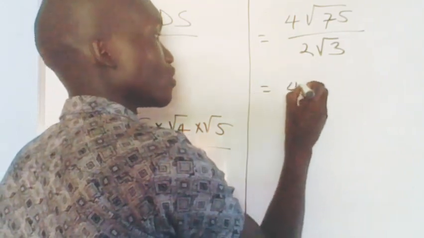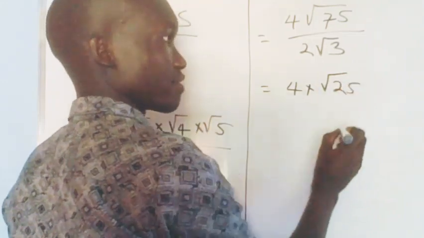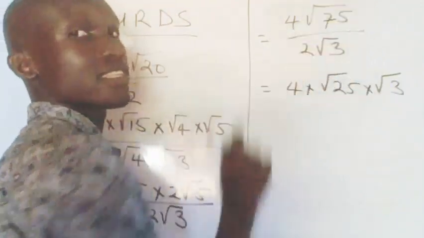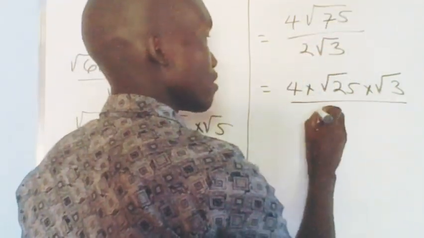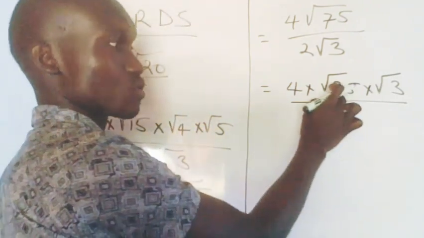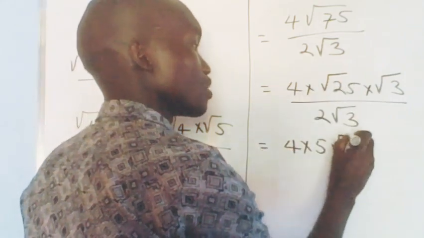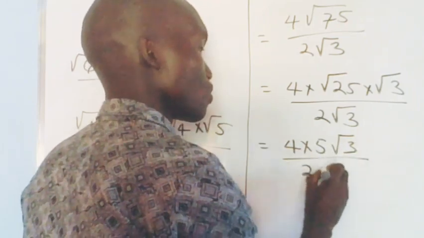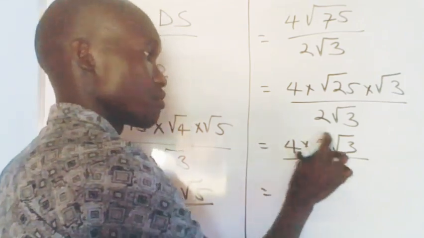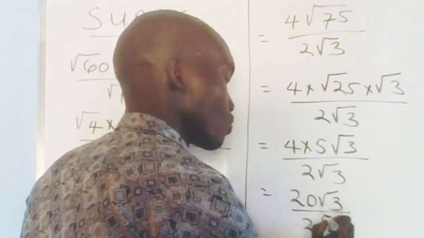So we have 4 times the first number we come up with, 25, times root 3, so that 3 times 25 will give us 75. All this over 2 root 3. Now we find the square root of 25. So that we have 4 times 5 root 3 over 2 root 3. Now we multiply these two whole numbers. 4 times 5 will give us 20 root 3 over 2 root 3.